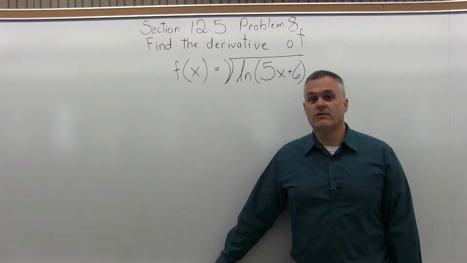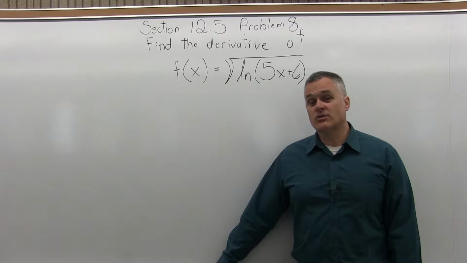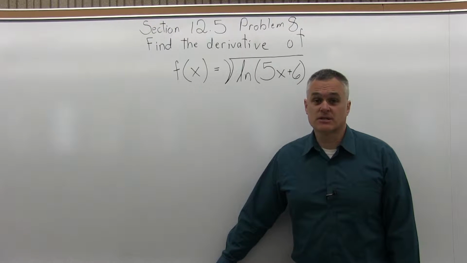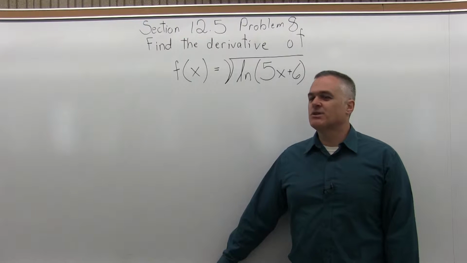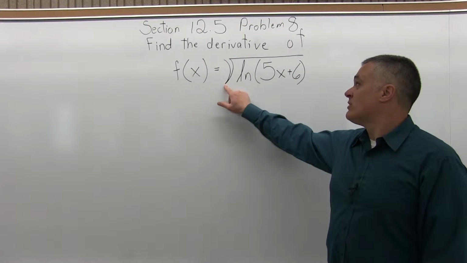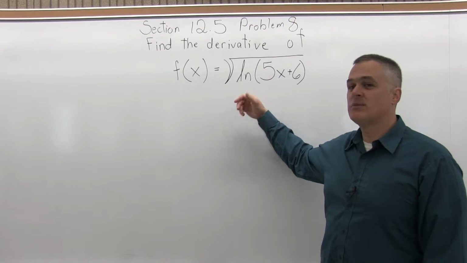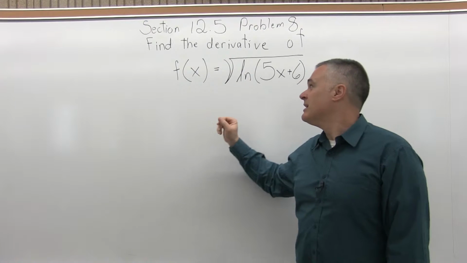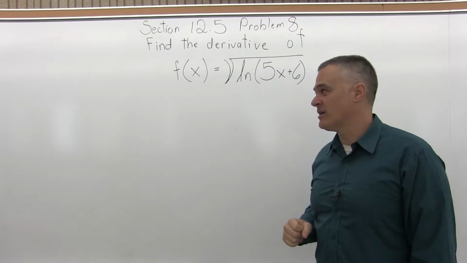It says, find the derivative of f of x equals the square root of the natural log of 5x plus 6. So problems 7 and 8 are very similar. They have all the same parts, but the square root shows up a little differently. Here in number 8, the square root is the biggest thing. The natural log is inside the square root. In problem number 7, the previous problem, the natural log was the biggest thing. The square root was inside of the natural log.